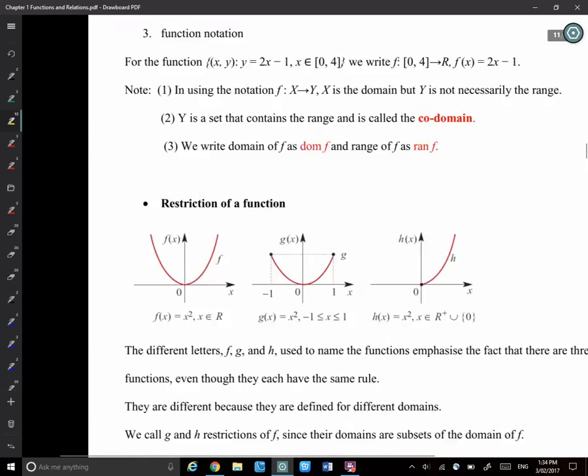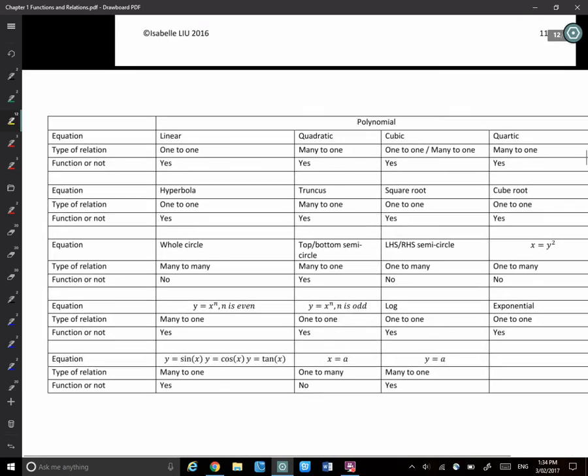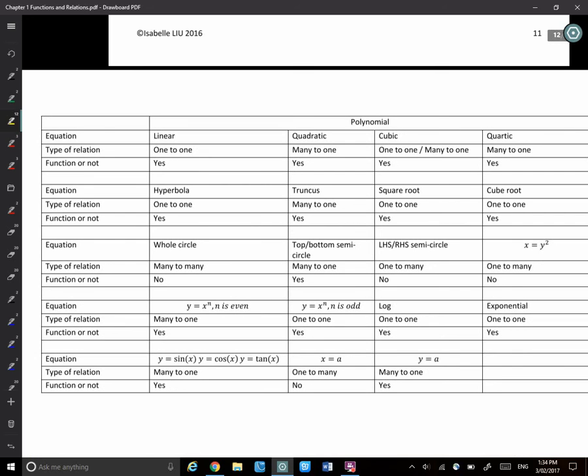That's all function stuff, that's all year 11 stuff. And I give you a chart here, this page. I find you are pretty slow in recognizing what type of function is one-to-one, many-to-one, one-to-many, because when I see your question 1, some of you try to sketch the graph one by one. It's a good idea to make you understand. For example, linear is one-to-one. For hyperbola, it is one-to-one. For truncus, it's many-to-one.